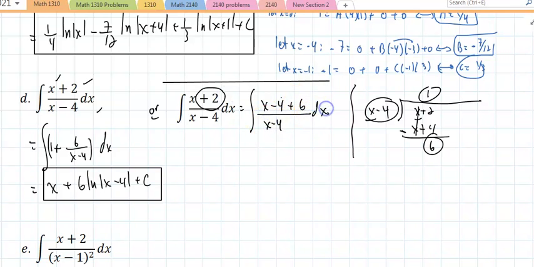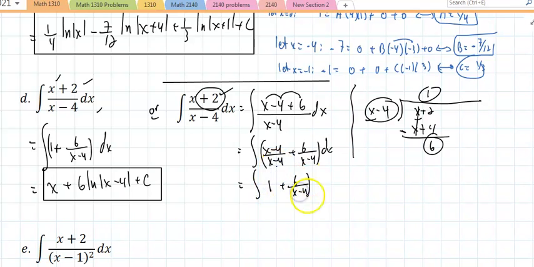This I learned from students. Isn't x minus 4 plus 6 x plus 2? And you could split them up. You could say that's the integral of x minus 4 over x minus 4 plus 6 over x minus 4 dx. And isn't that a 1? So you get the same thing.